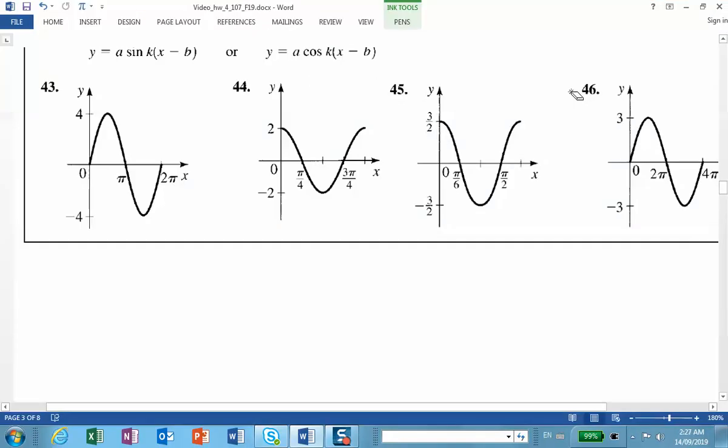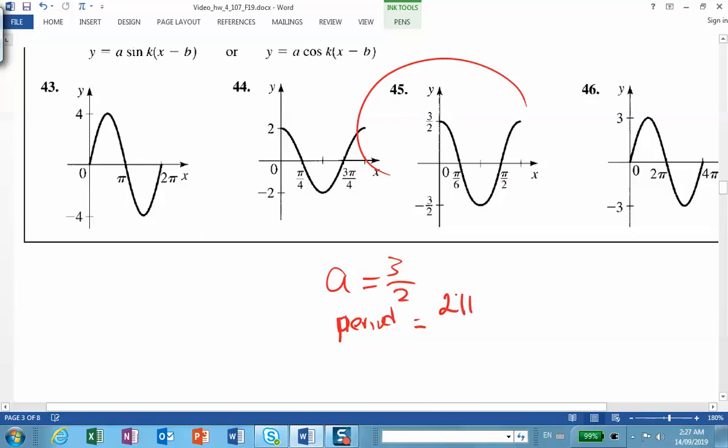All right. Obviously, this is cosine. So A is 3 over 2. And period, if you look at it, it is 2 pi over 3. You can see that. Because each one of these is pi over 6. There are 4 of them. 4 times pi over 6 is 2 pi over 3. And once again, b is 0.